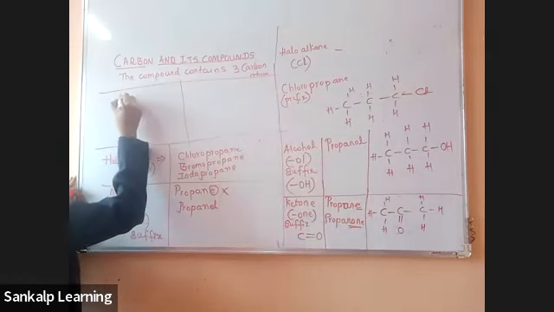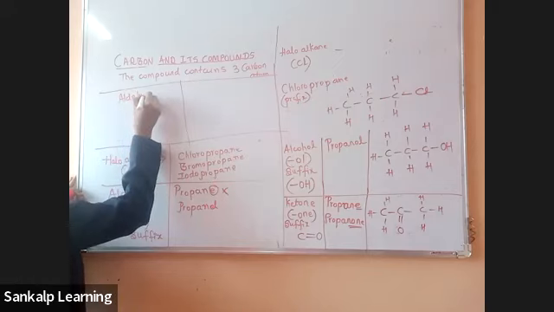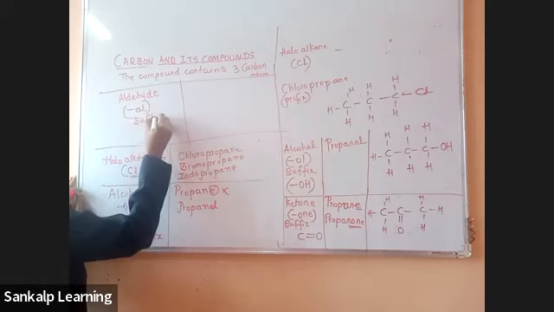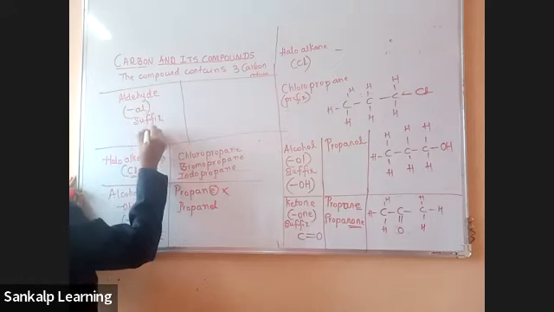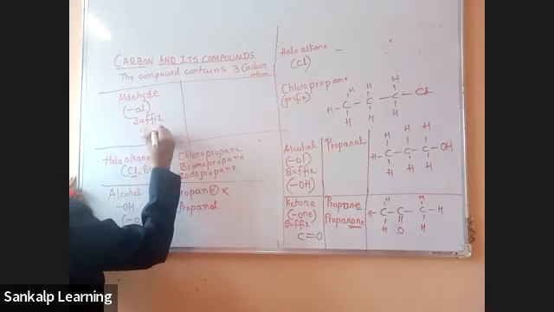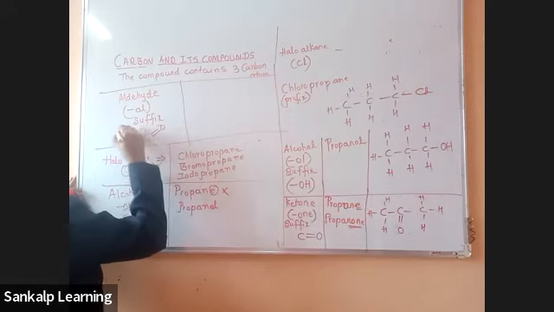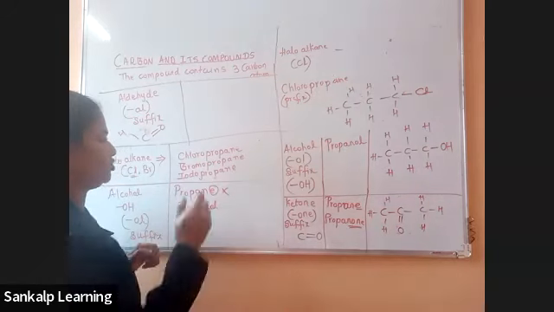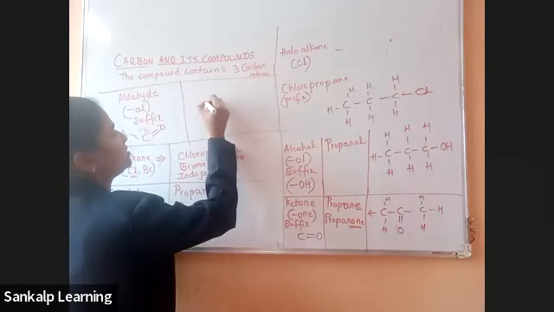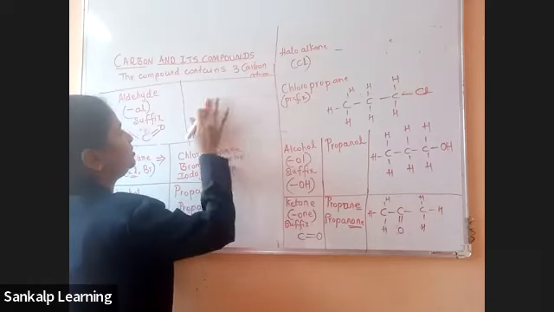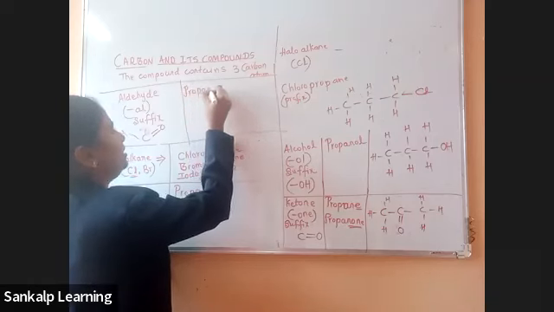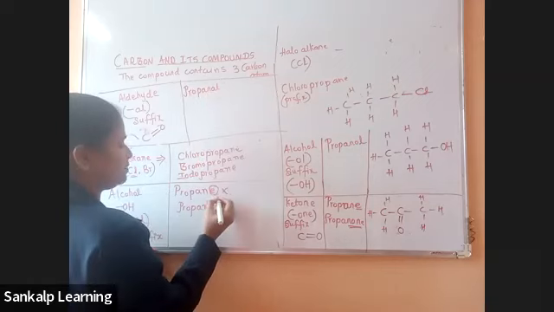If aldehyde is attached, then its suffix would be "al". It is a suffix, and its functional formula is C double bond OH. So it is a propane, and here the name would be propanal. The "e" is replaced by "al".